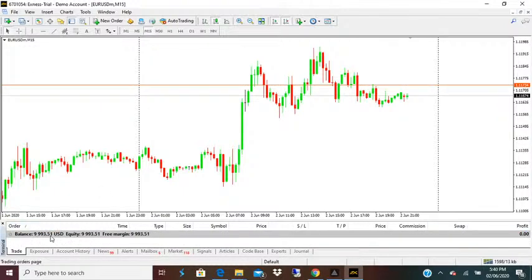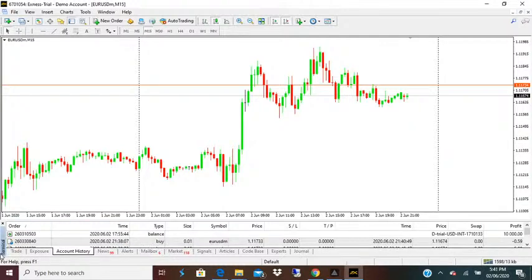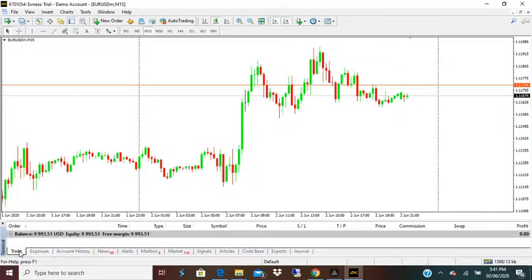You would see your balance. If it was in loss, you would see your minus, right? Or you would see your increase and everything, and you can go in account history and check out what happened, right? So basically that is a simple run around in your MT4 trading platform, right? So it's not that difficult.